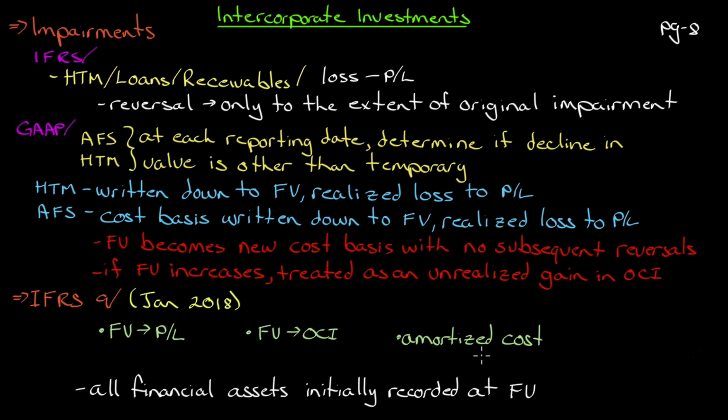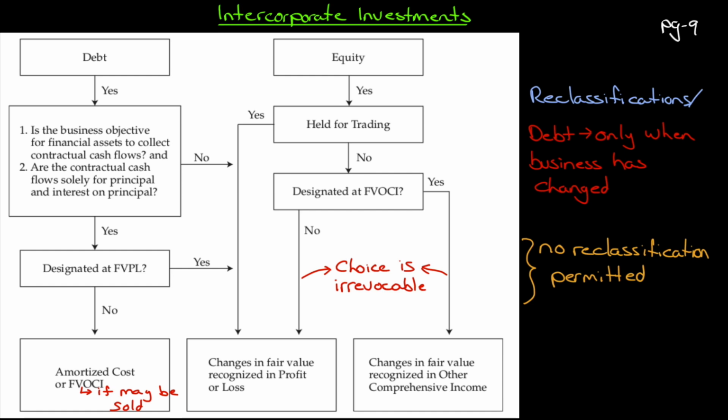In IFRS 9, as with the previous standard, all financial assets are initially recorded at fair value, and all interest and dividend income will go to the income statement. Okay, so we have three classifications: fair value to P&L, fair value to OCI, and amortized cost. And we can either buy debt or equity. So let's start with debt. Let's say we buy debt. We have two questions that we would answer.